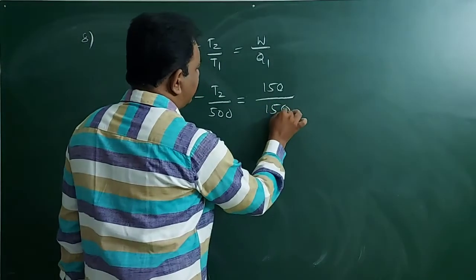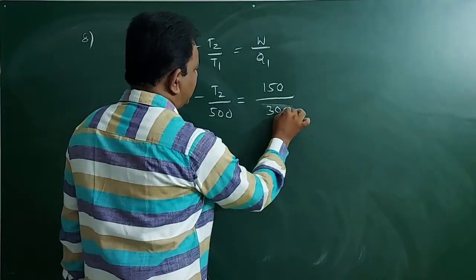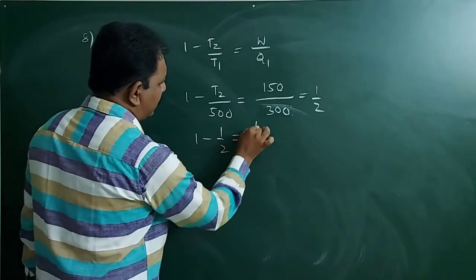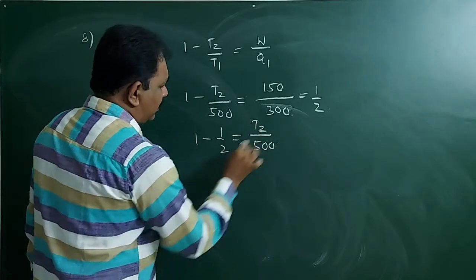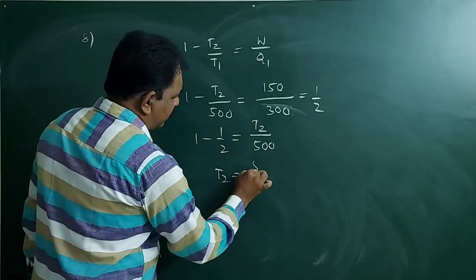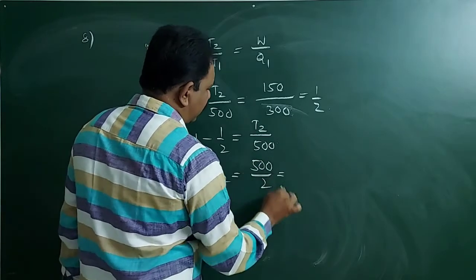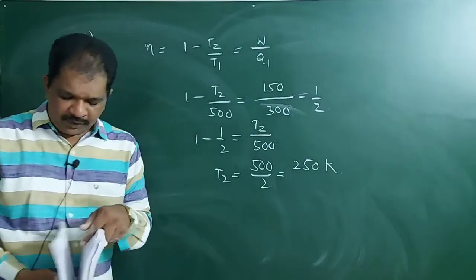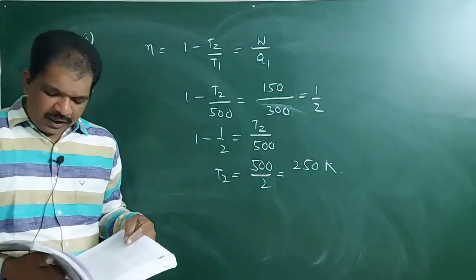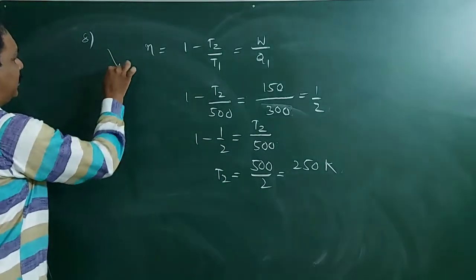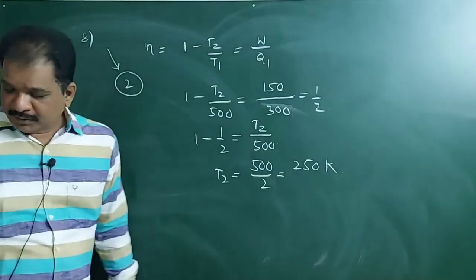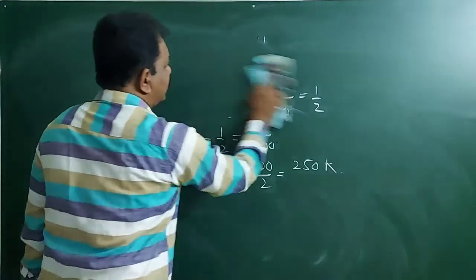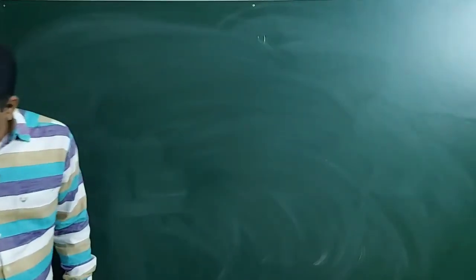By this value 300, this value will be 1 by 2. So 1 minus 1 by 2 is equal to T2 by 500. T2 is equal to 500 by 2. This value will be 250 Kelvin. So the 8th question, it will be the second option. Next, the ninth is completed already. See the 10th problem.